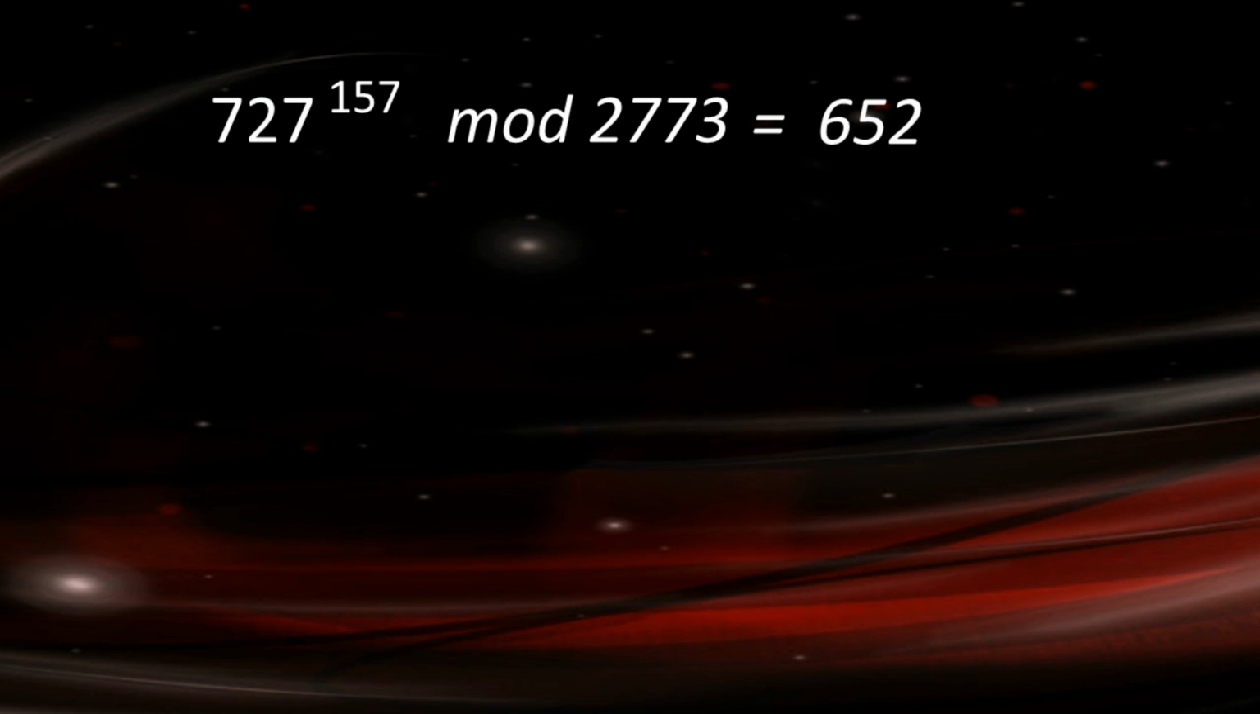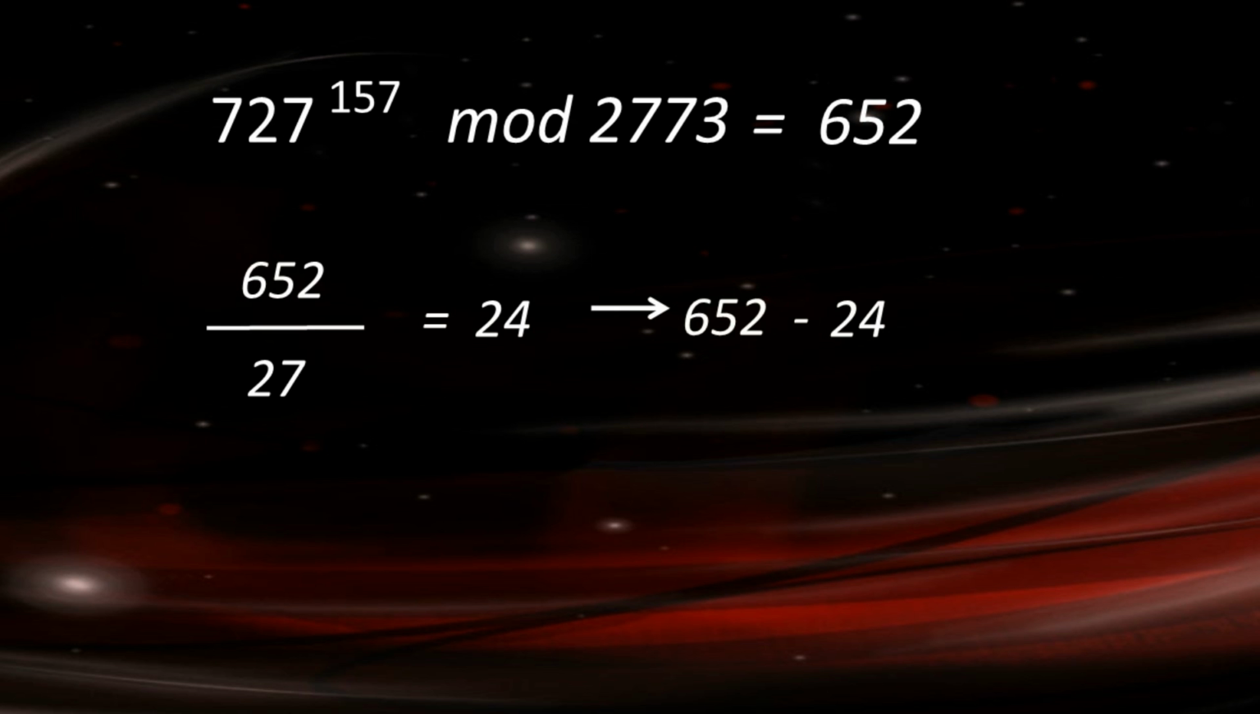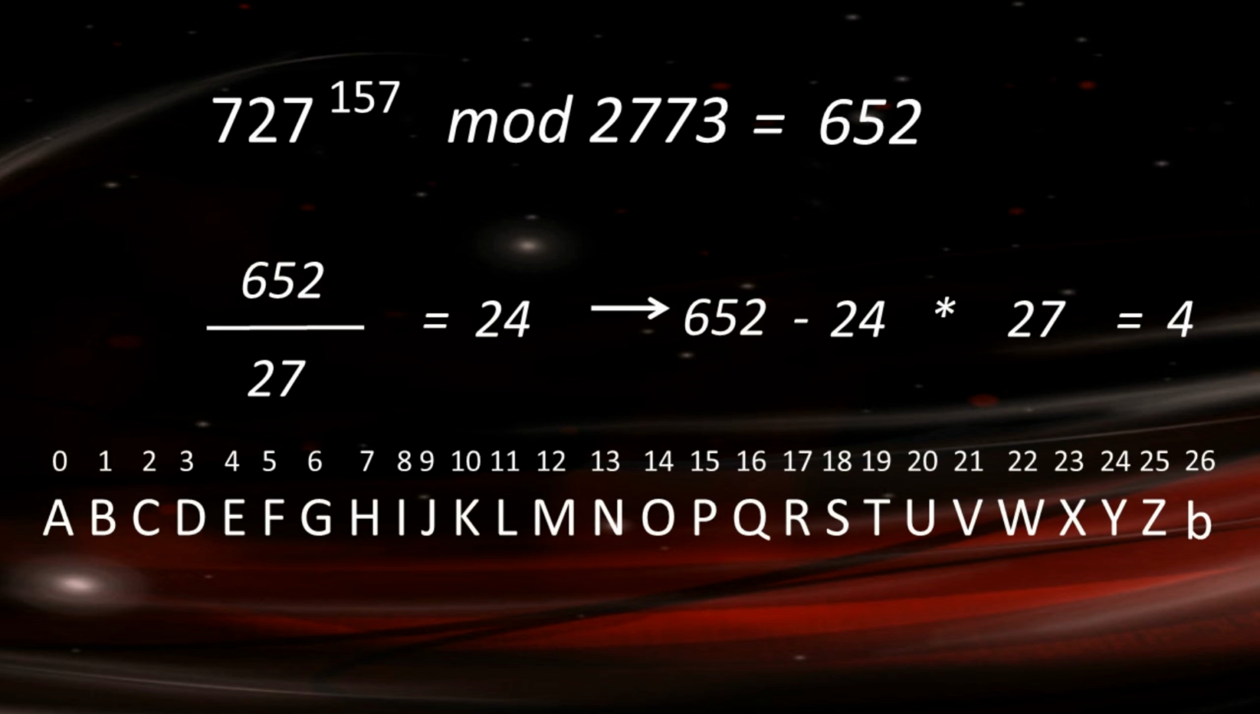When you put it into practice, 727 as a ciphertext, to the power D, 157, mod N, you get temp, and temp over the number of characters is 24. That would be your first character. For the second character, you do temp minus first character multiplied by the number of characters, and you get 4. When you match the numbers to the dictionary we used, we get 24 as Y and 4 as E, and together we get YE.